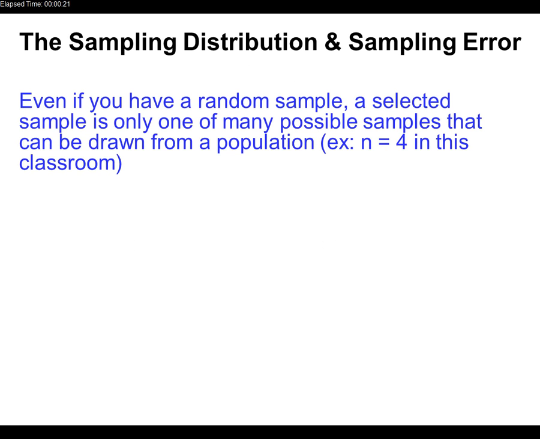Let's talk about part 3, the sampling distribution. This is really an interesting conversation that we'll be having. Let's talk a little bit about the sampling distribution and sampling error. What is that? Well, even if we have a random sample, a selected sample is only one of many possible samples that can be drawn from a population.